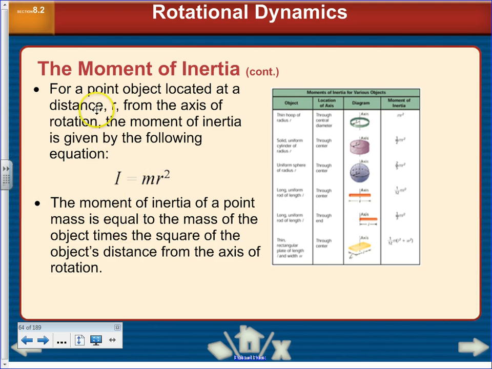For a point that's located a distance r from the axis of rotation, the moment of inertia I is equal to the mass times the radius squared. That's going to be our first one. The moment of inertia of a point mass is equal to the mass of the object times the square of the distance from the axis. So that's the equation that we're going to be using.